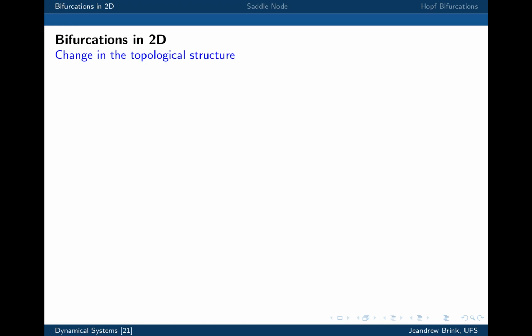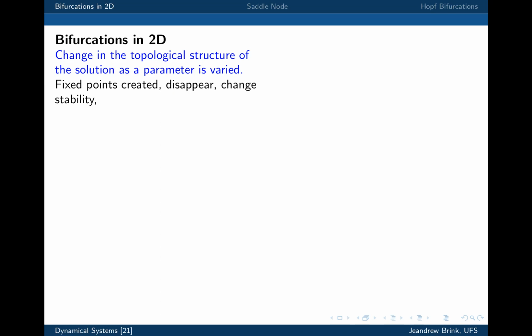So just to get the definition straight again, a bifurcation is a change in the topological structure of the solution as the parameter in the solution is varied. What can happen is you can have fixed points being created, they can disappear, they can change their stability, and you can create limit cycles. They can also be destroyed and change their stability. So we have an enlarged range of possibilities, and I'm simply going to look at how you analyze them.